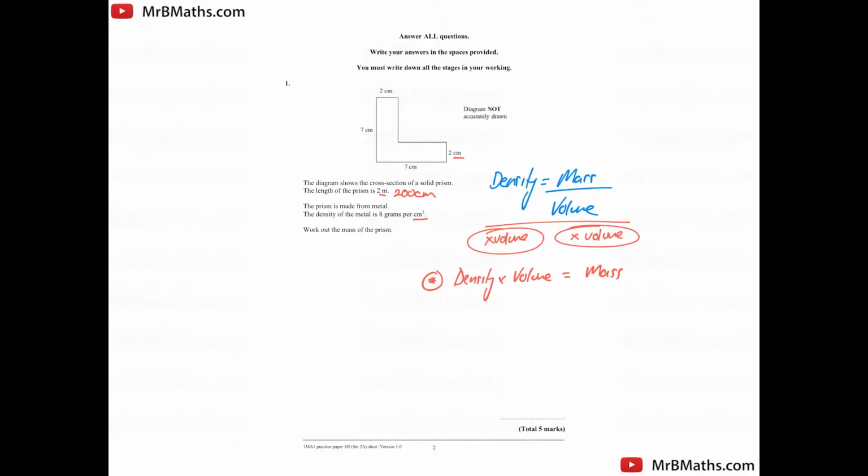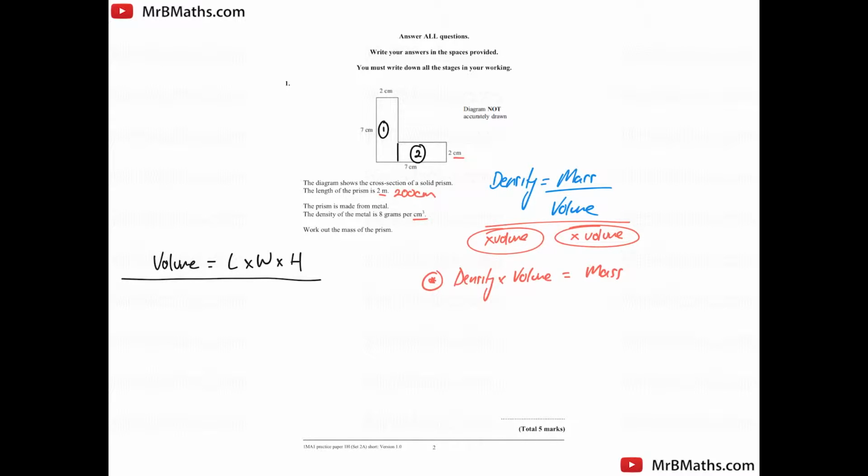We can then start using this. So we know it's 8 grams per centimeter cubed, indicating that we do need to find the volume first. So volume would be length times width times height, or the cross-sectional area. First find out the cross-sectional area. So what we can do is we can split this into shape 1 and shape 2.